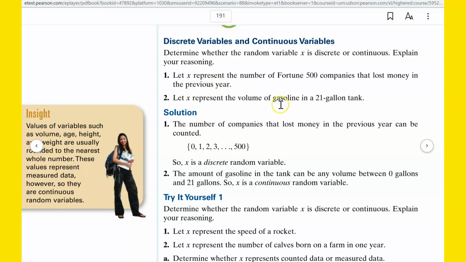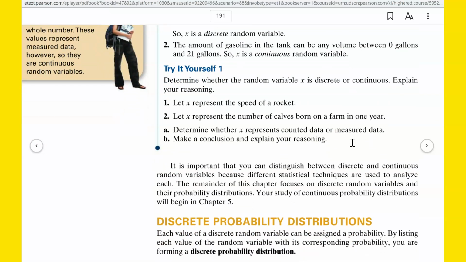Number 2, let X represent the volume of gasoline in a 21-gallon tank. In this case, it's continuous because it can be anything from 0 to 21 and any number in between, right? A gallon, 2 gallons, 3 gallons, but it can also be 1.5 gallons or 1.1736 gallons. So it's continuous.